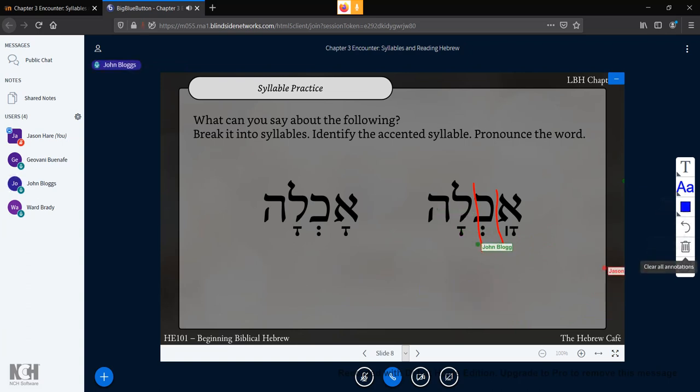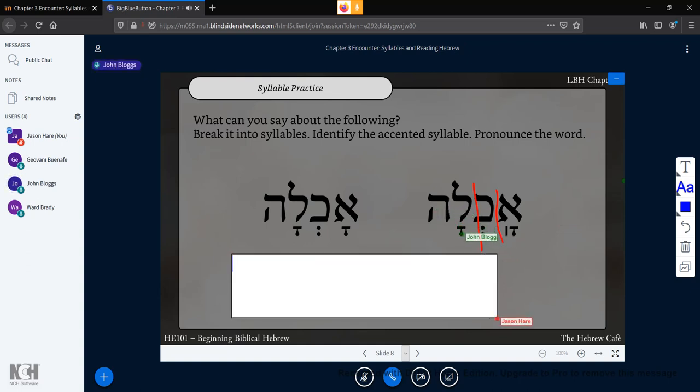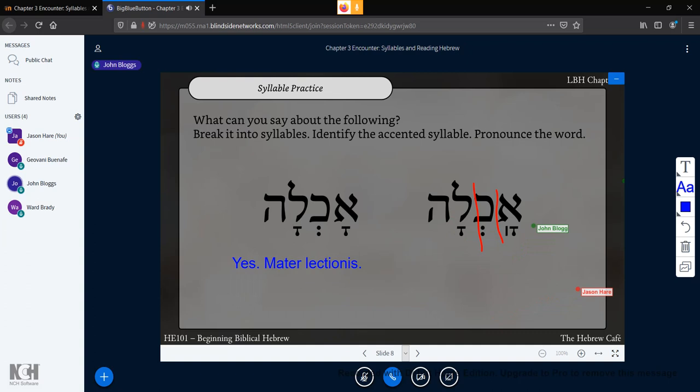And then this looks like it's probably matres lectionis. The A goes with the comets. So to pronounce it, avlach.